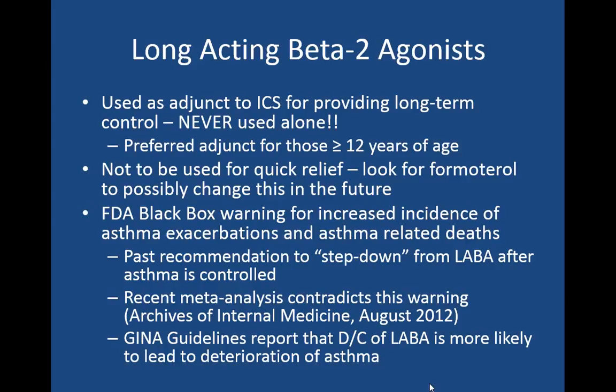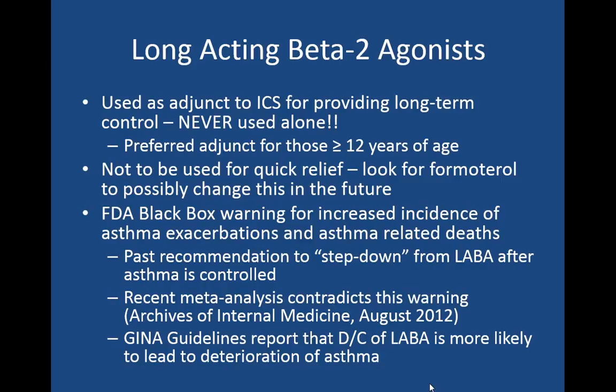So there's this huge push, or there has been, in recent years, that if you have a patient on both a steroid and a long-acting beta agonist and they're well controlled, we've got to get them off the long-acting beta agonist as fast as possible. We don't want to use those any longer than we have to. But that's kind of been debunked. We're learning new evidence that tells us that long-acting betas are actually fairly safe as long as they're given in combination in one inhaler with the steroid.